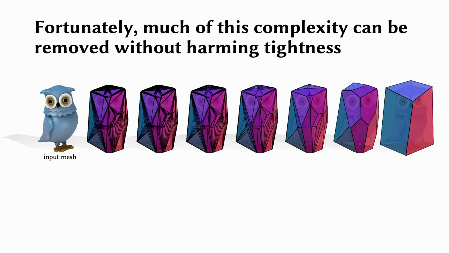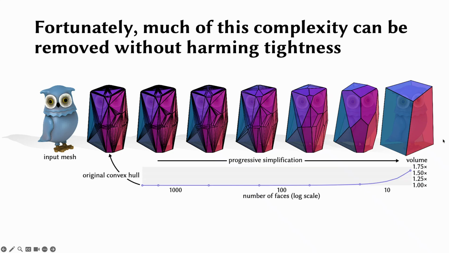The good news is you can remove almost all of this complexity without changing the shape of the convex hull. Here is a preview of a result. Here I'm showing the owl, its exact convex hull, and then progressively removing a lot of the faces. We can see that the shape doesn't really change and its volume doesn't really change until the very end, until we're removing down to 18, 12, 6 faces. It made it hard to show results for this paper because mostly the two images just look the same.